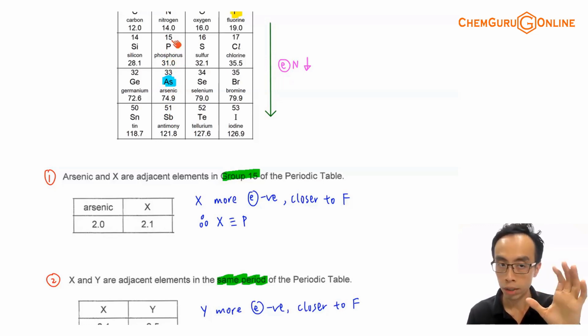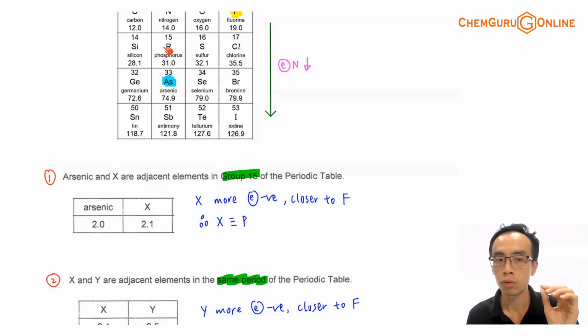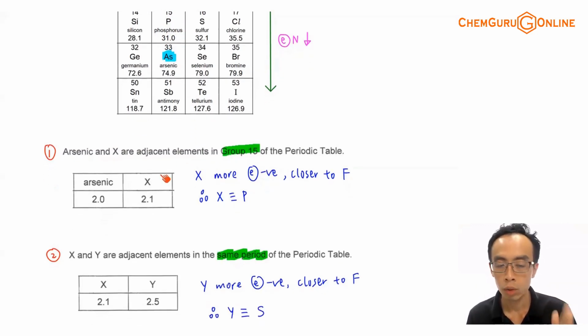So now we are here. Basically, we know that X is equal to phosphorus. The next thing is, the question tells me that X and Y are adjacent elements. That means they're next to each other in the same period in the periodic table.